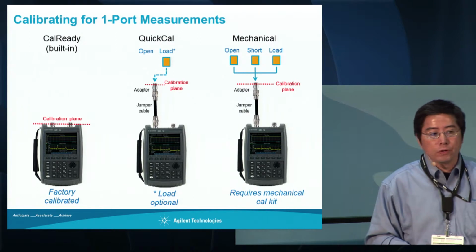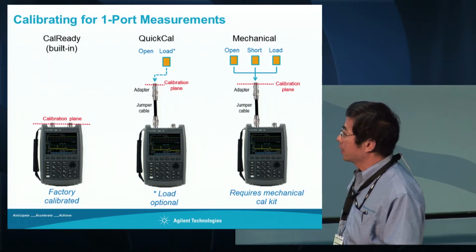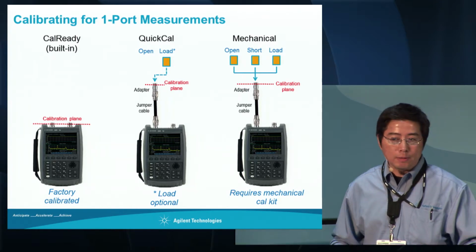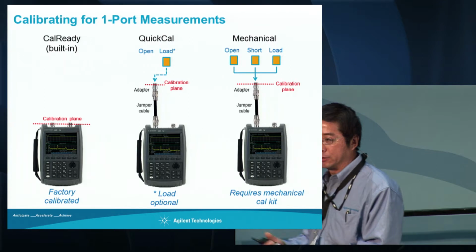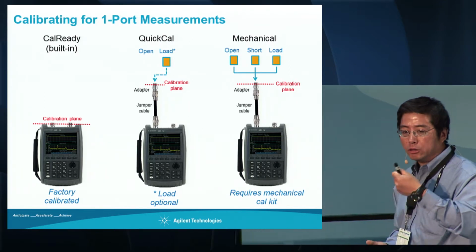In Agilent FieldFox, we have different calibration methods. One we call Cal Ready. So the instrument, when turned on, is already calibrated in the factory with temperature compensation. So you can literally turn it on, connect, and make a measurement. So regardless of how much experience you have, you don't have to worry about the calibration at all.